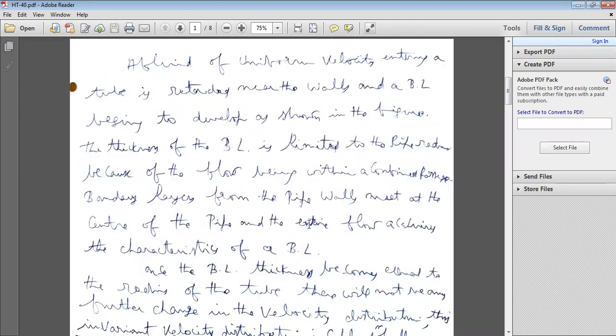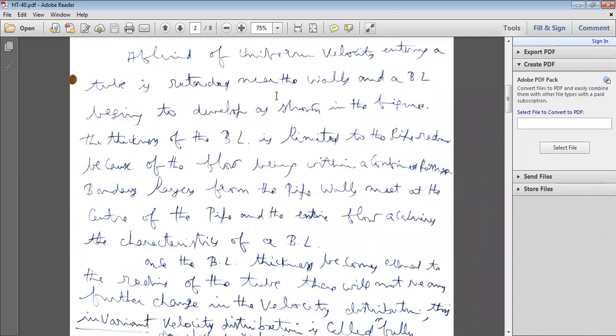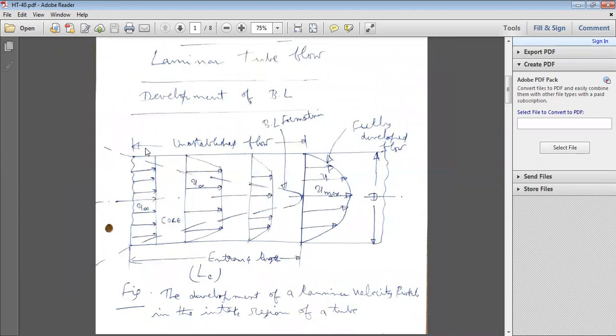Retarded means velocity is 0. Retarded near the walls, and a boundary layer begins to develop as shown in the figure. The boundary layer begins to develop here. The boundary thickness is 0 here, and the boundary thickness increases. Up to here, the boundary layer reaches the radius of the pipe.